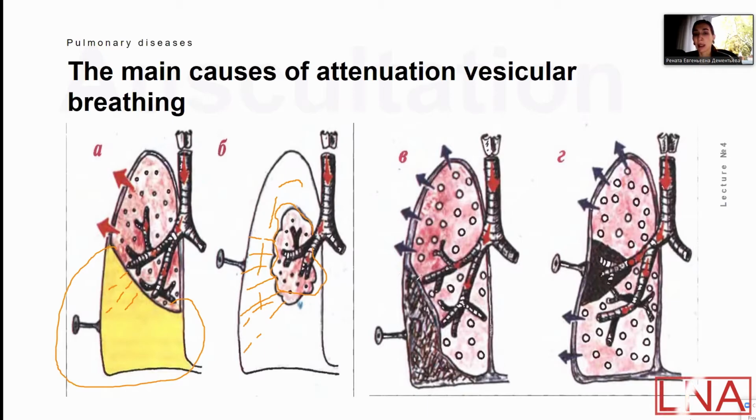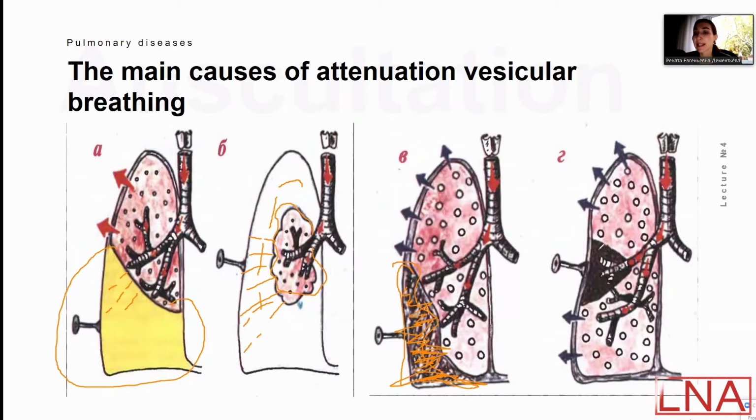Next cause of attenuation of vesicular breathing is fibrosis or fibrothorax. Yes, some connective tissue after inflammation, after pneumonia, for example, fibrosis. And look, above this unchanged lung tissue, you will determine vesicular breathing surely, but above the affected areas, absence or attenuation of vesicular breathing.